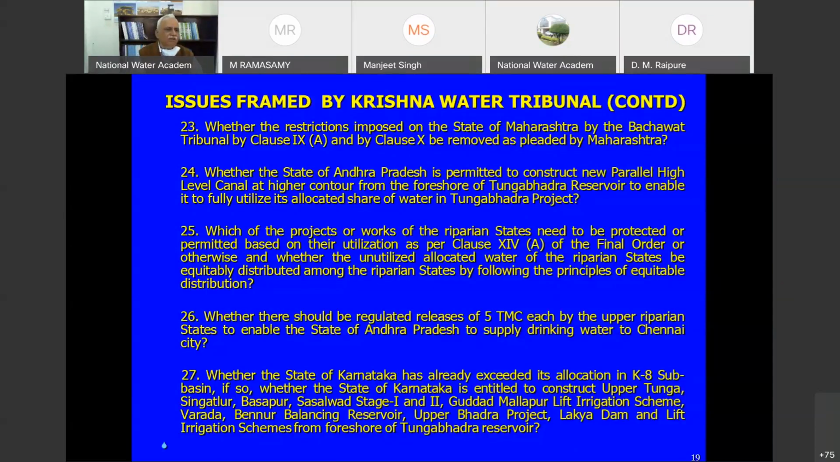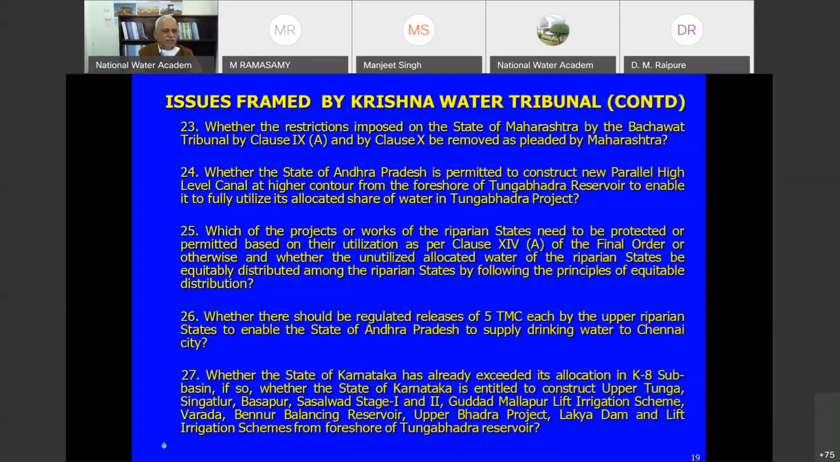Issue number 25, which of the projects or works of the riparian states need to be protected or permitted based on their utilization as per clause 14A of the final order or otherwise, and whether the unutilized allocated water of the riparian states be equitably distributed among the riparian states by following the principles of equitable distribution. Issue number 26, whether there should be regulated release of 5 TMC each by the upper riparian states to enable the state of Andhra Pradesh to supply drinking water to Chennai city.